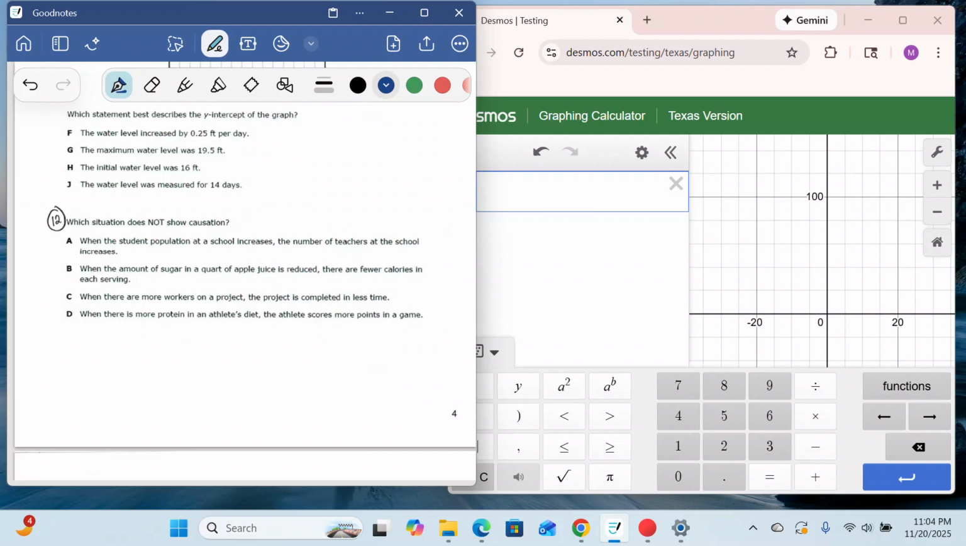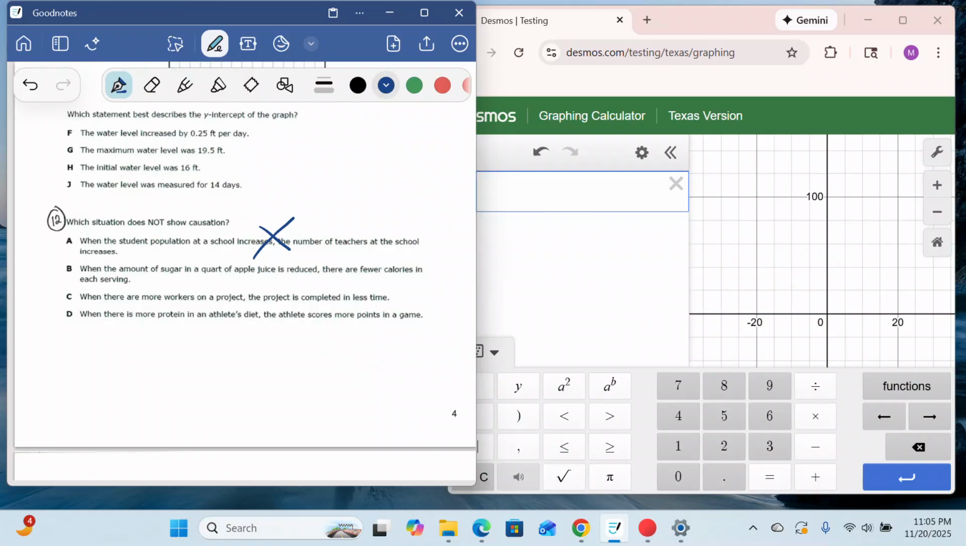When the student population at a school increases, the number of teachers at the school increases. Well, when you get more students, you're going to have more teachers. That is a cause and effect. It's also what we discussed, association, because it's both causation and association, but they're just asking about causation. So this would be a causation and association. So this one is not the answer. It is causation, it's cause and effect, but the question is which situation does not show causation. So technically you've got to read it correctly.